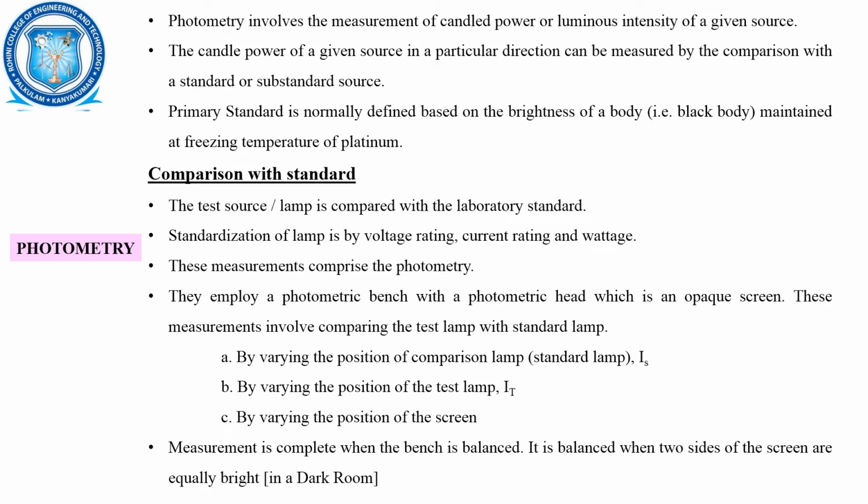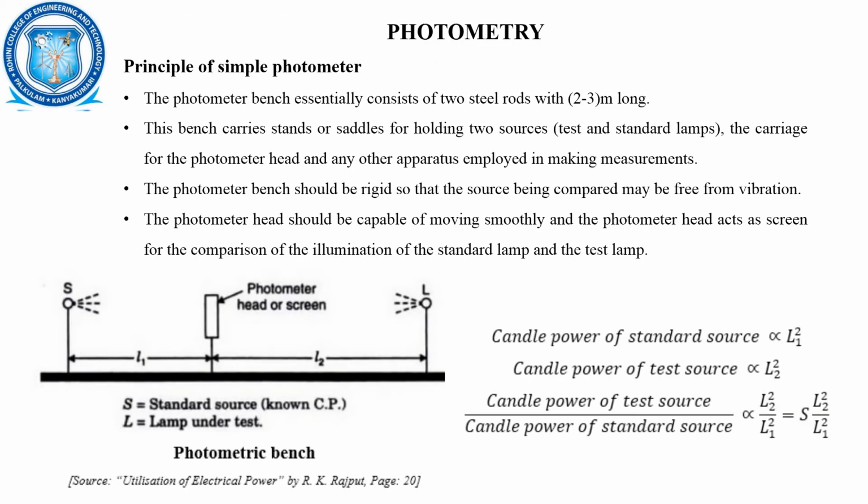What is the meaning of balanced here? It is balanced when the two sides of the screen are equally bright. There should not be any reflection from one side to the other. Both the sides should be equally bright. This is how the comparison is made in the photometric bench.